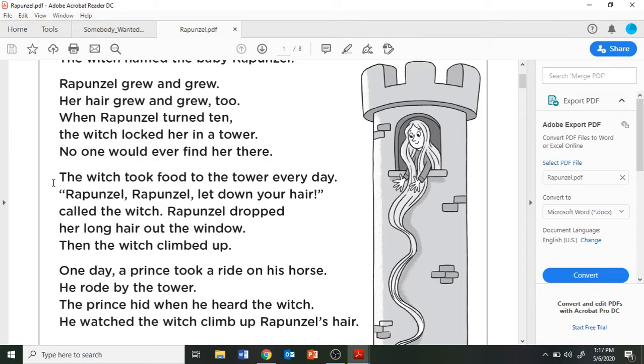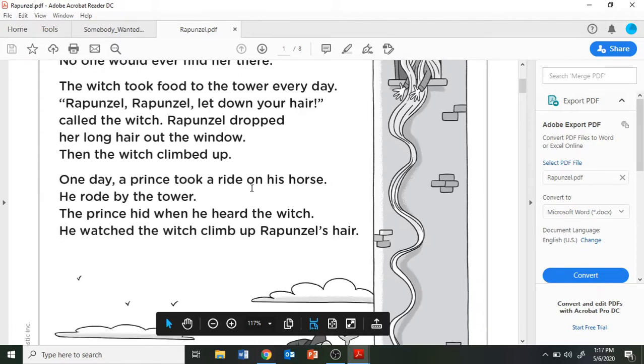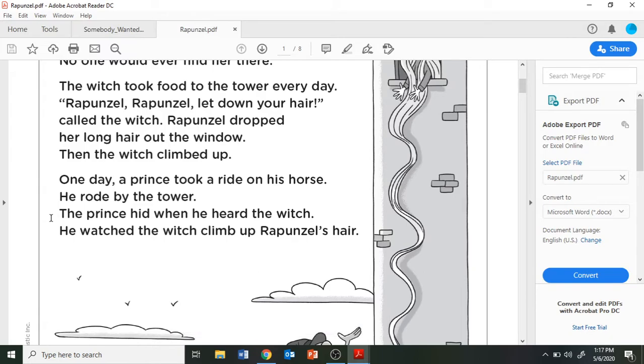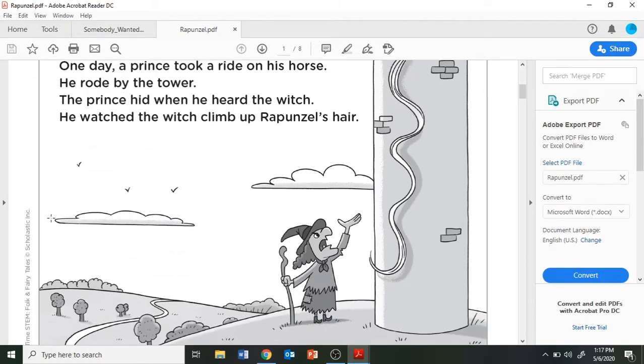The witch took food to the tower every day. Rapunzel, Rapunzel, let down your hair, called the witch. Rapunzel dropped her long hair out the window. Then the witch climbed up. One day a prince took a ride on his horse. He rode by the tower. The prince hid when he heard the witch. He watched the witch climb up Rapunzel's hair.